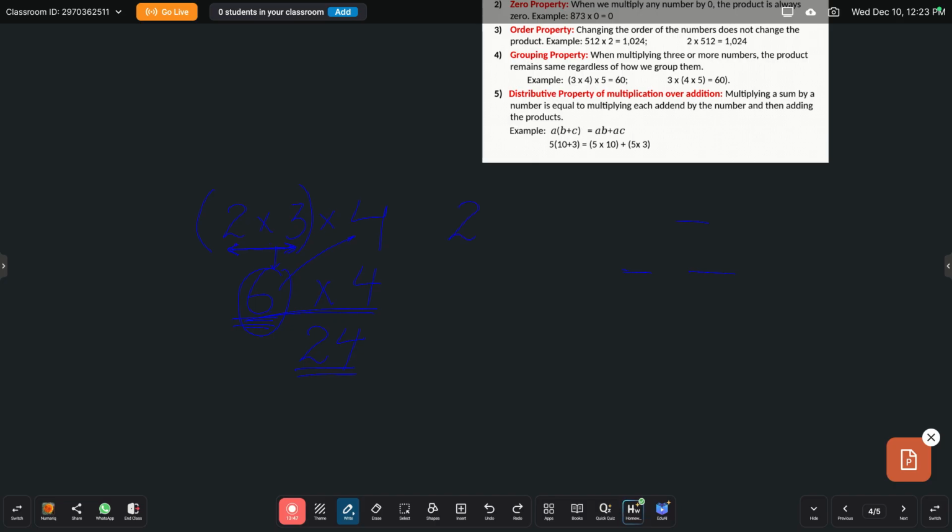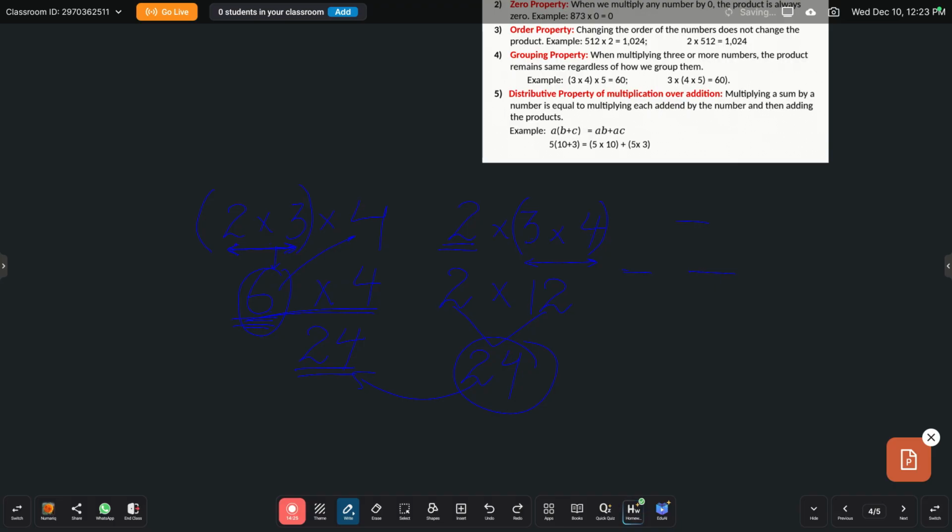And my answer is 24. Now, I will write these 3 numbers again. But now, I will not multiply the first 2 numbers. I will keep the first number as it is, and I will multiply the last 2 numbers first. What is 4 into 3 equal? It's equal to 12. And what is 2 into 12 equal? It's equal to 24. Again, we got the same answer.